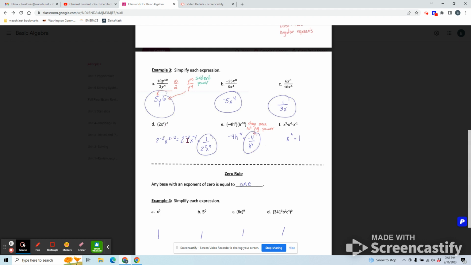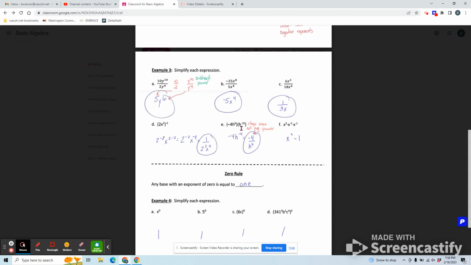So I have 2 to the negative 2 power times 4 to the negative 4 power. Well, I've got two negative exponents, so I need to move them both from the numerator to the denominator. Likewise for letter E, if I see a negative exponent, I have to move it.